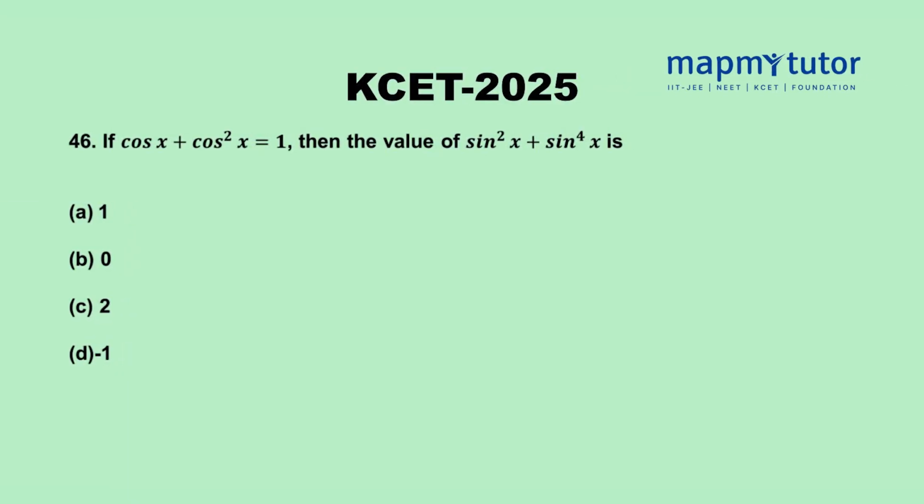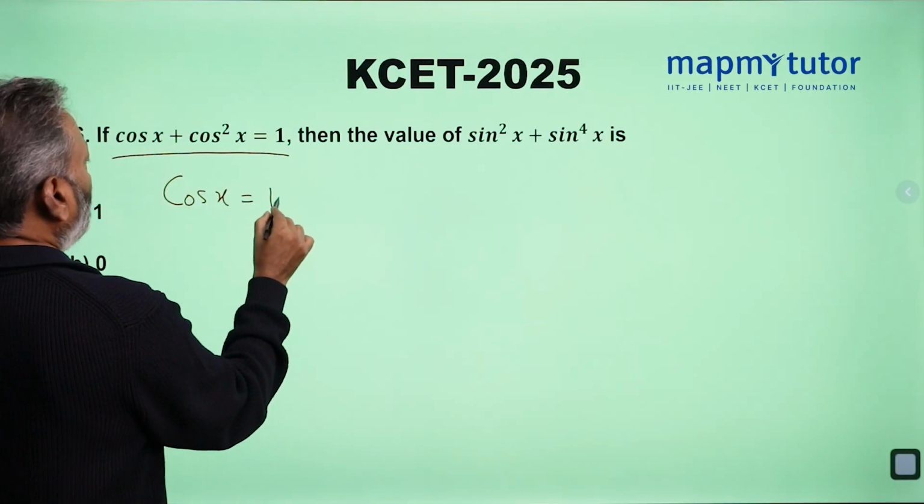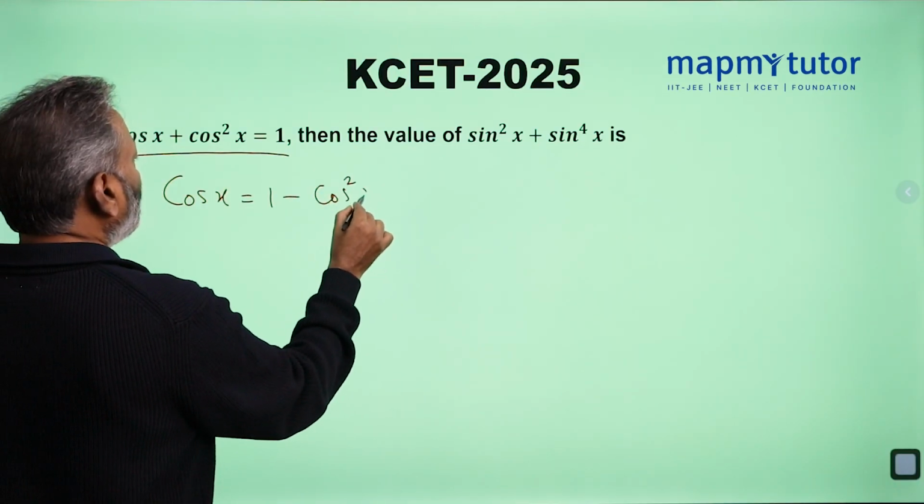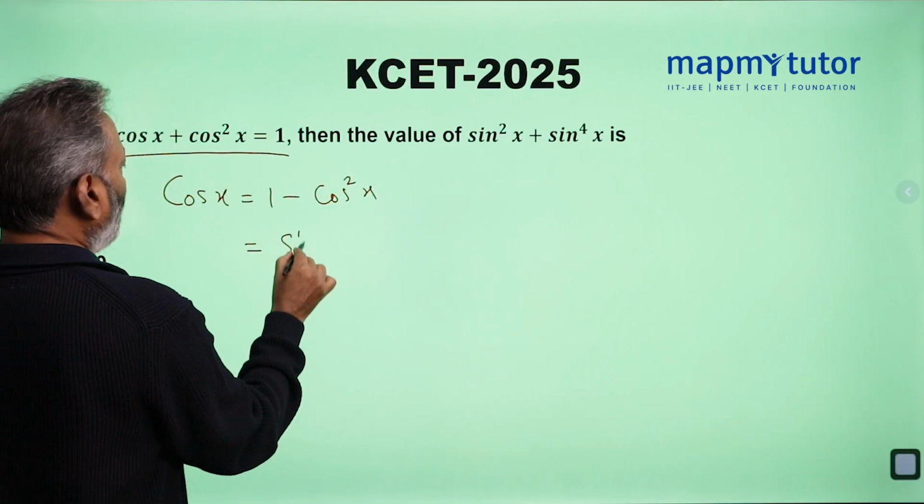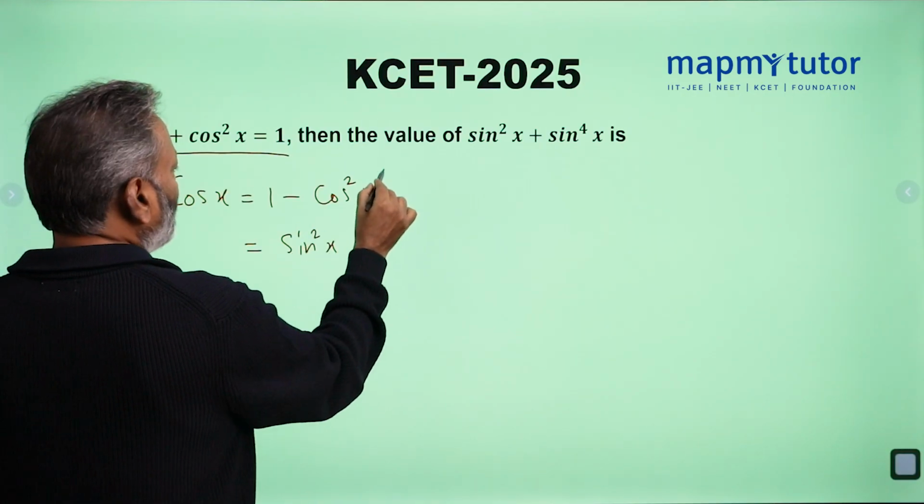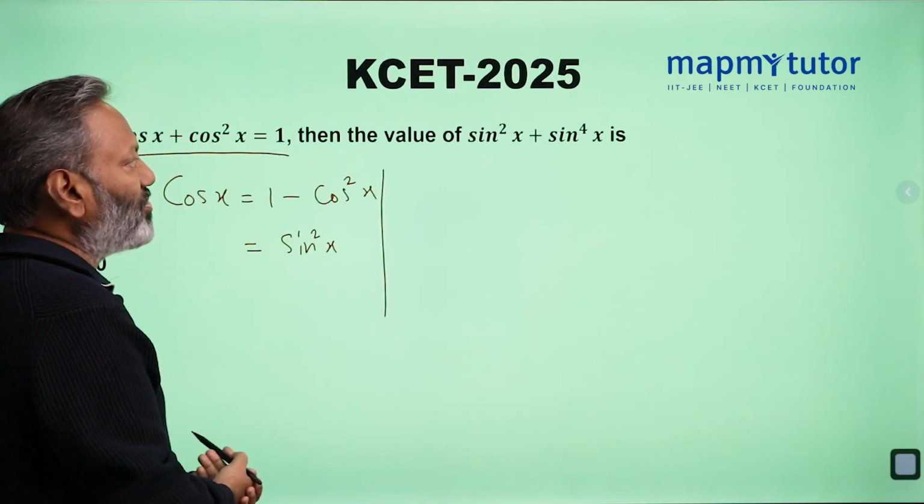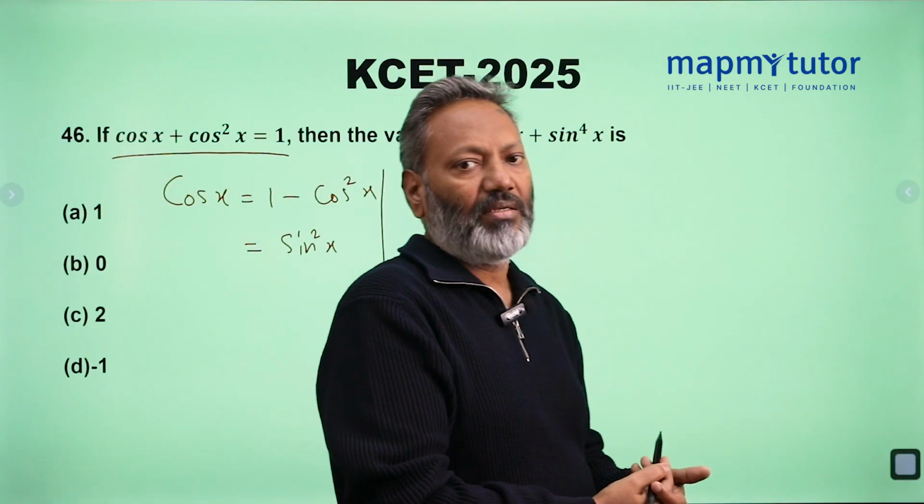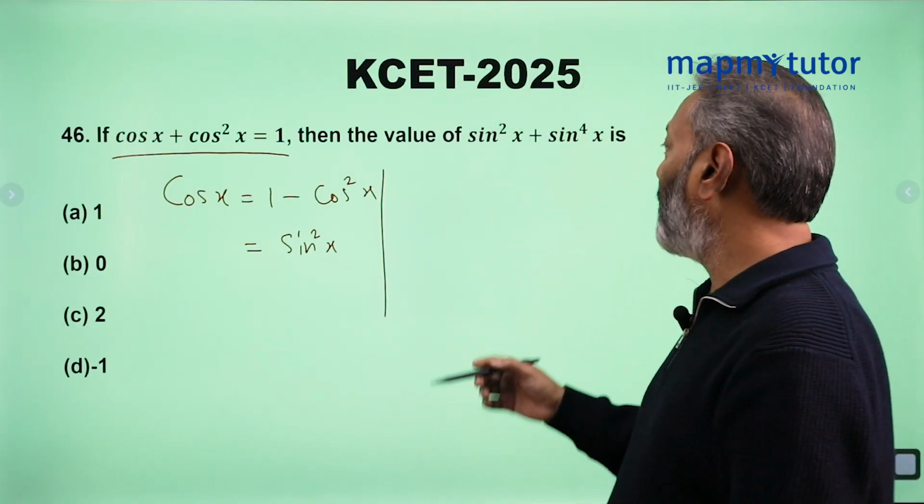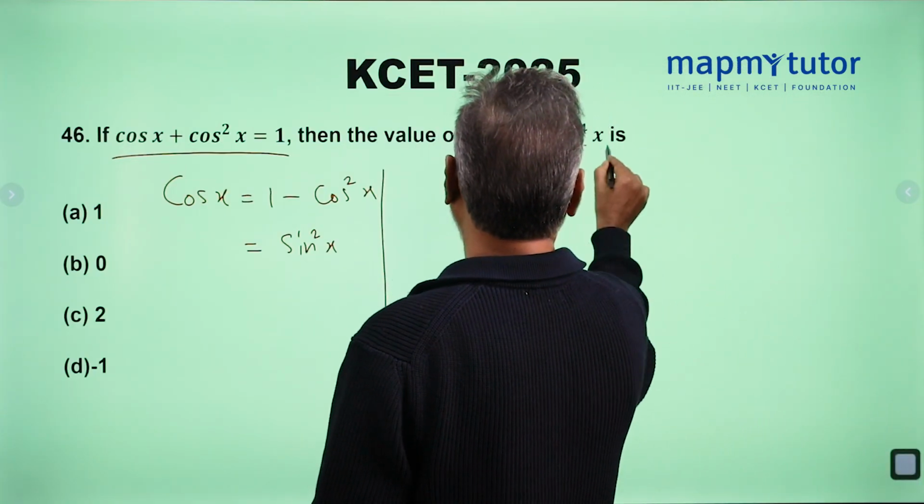Cos x plus cos square x equal to 1. Simple. I'll change it like this. Cos x equal to 1 minus cos square x, which gives you sin square x. Why did I change it in terms of sin square? Because my expression to evaluate is in terms of sin. So, what is that expression I have to simplify? Sin square x plus sin power 4x.